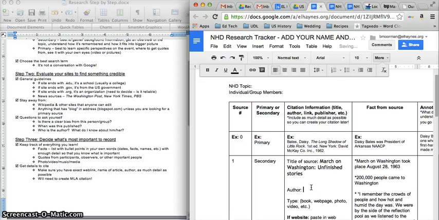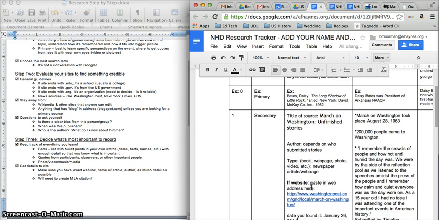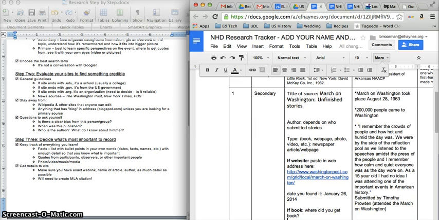It looks like the author, I'm not quite sure who the author is right now. It seems like it kind of depends on who submitted their stories. And then for type, I'm going to say this is a newspaper article web page. Okay, so I have this information now that's going to help me as I keep going. I have some facts that I learned, I have a quote from someone who came, and I have the information that's going to help me get back to this web page later to be able to do my citation. And so that's how you're going to want to get started doing some research for your National History Day project.